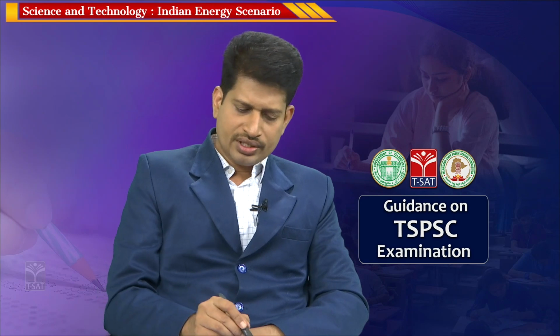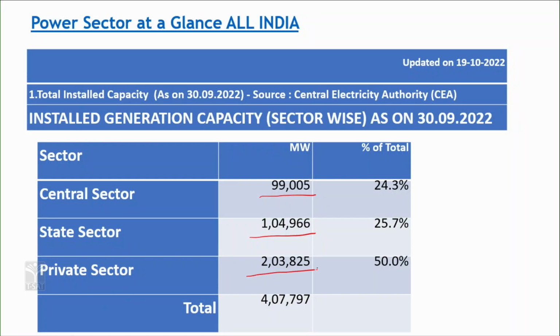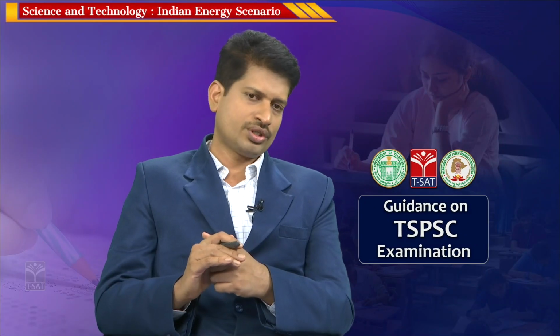So, private sector is around 2,03,825 megawatts, the total is this. So, you can present sometimes, if you are not able to present in terms of megawatts, at least you must be able to present in terms of percentage. The central sector percentage is 24%, the state sector percentage is 25% and private sector is 50%. At least this kind of data presentation is essential in a tabular form to have an advantage over your competitor.